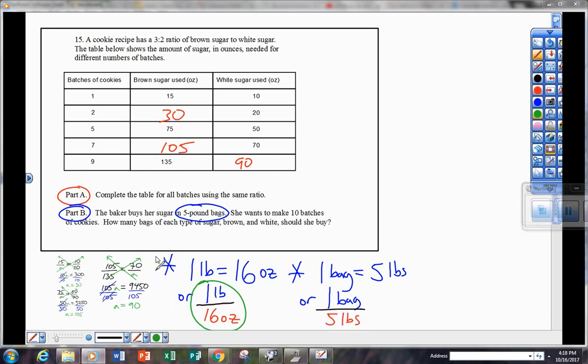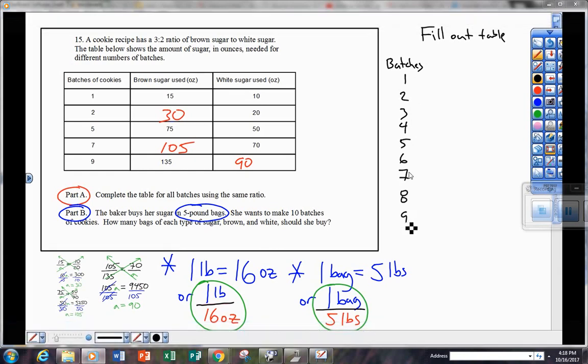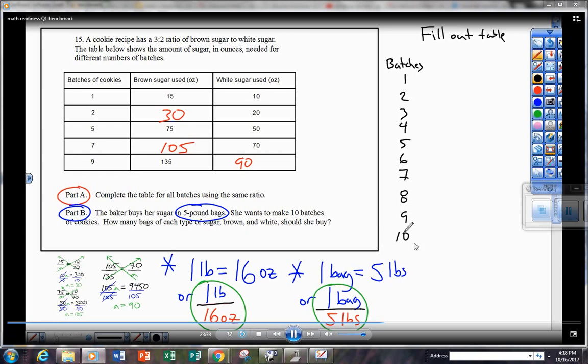Alright, so now what I need to do is find out how much brown sugar and white sugar at the 10th batch, the 10th step right here. So I'm going to show you how to find that 10th step by listing it out, which of course you could use to fill out the table as well. So to list it out, showing what's happening between each batch, I'm going to list out all the batches 1 to 10. So 1, 2, 3, 4, 5, 6, 7, 8, 9, 10 batches. That's the number I'm looking for.